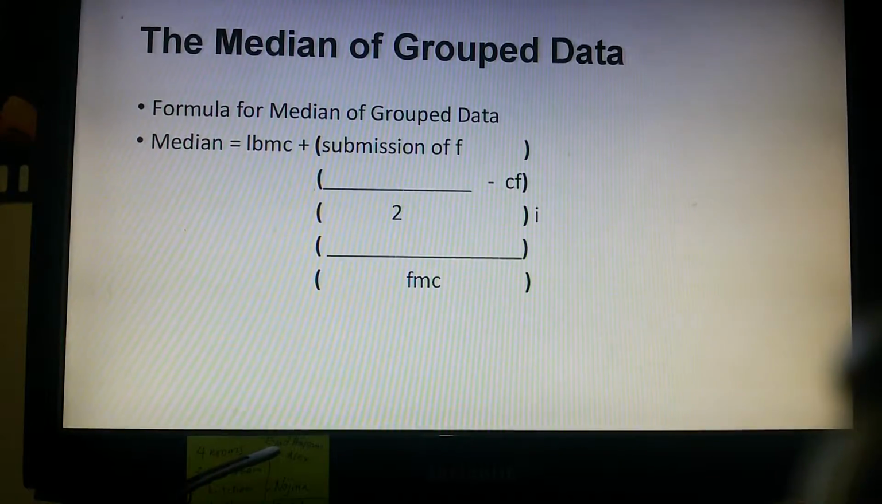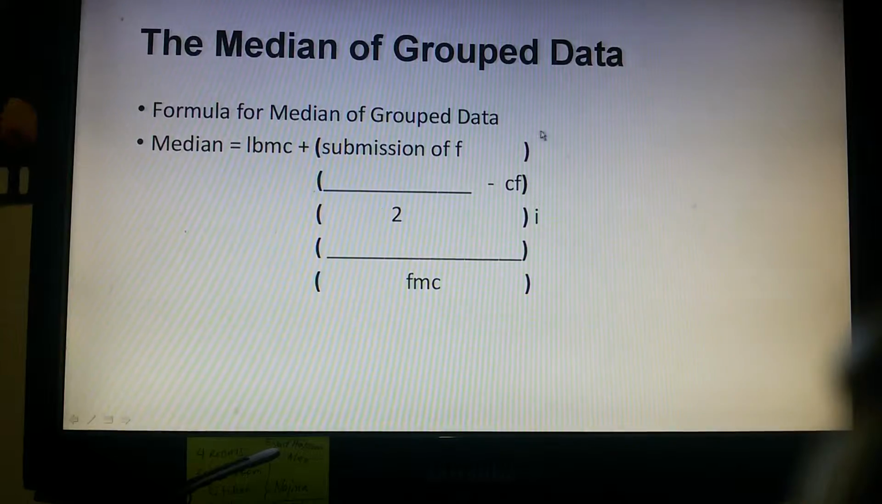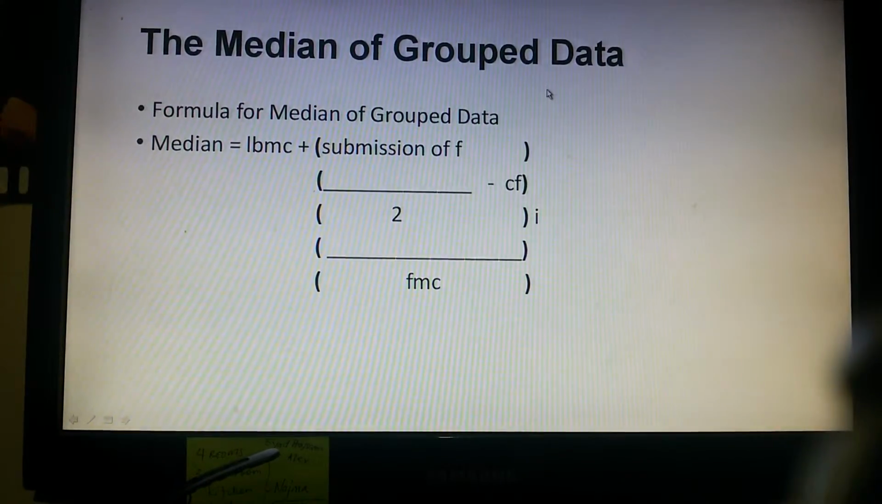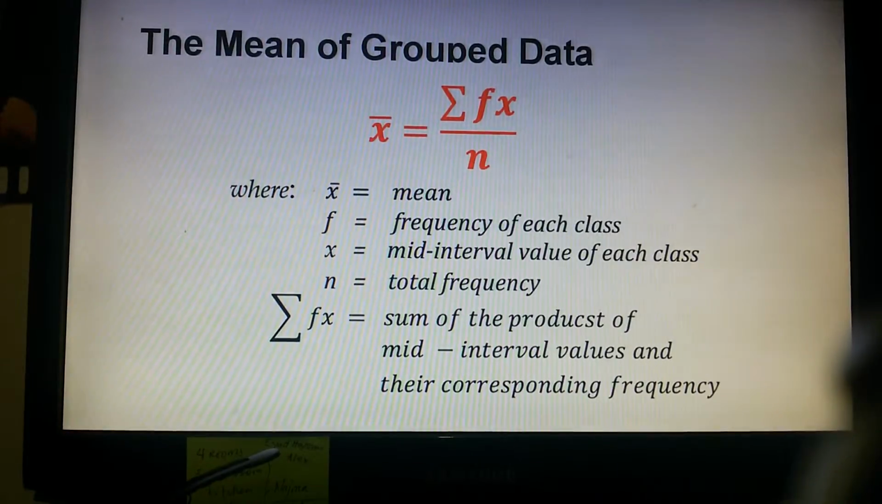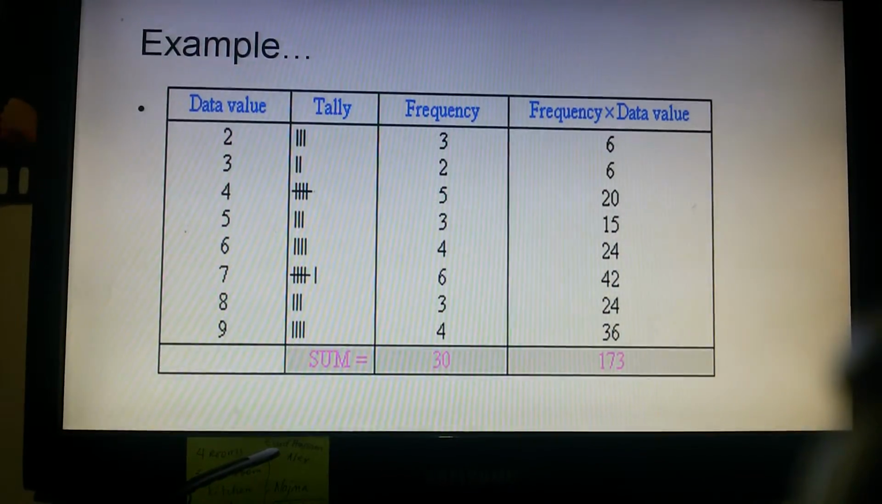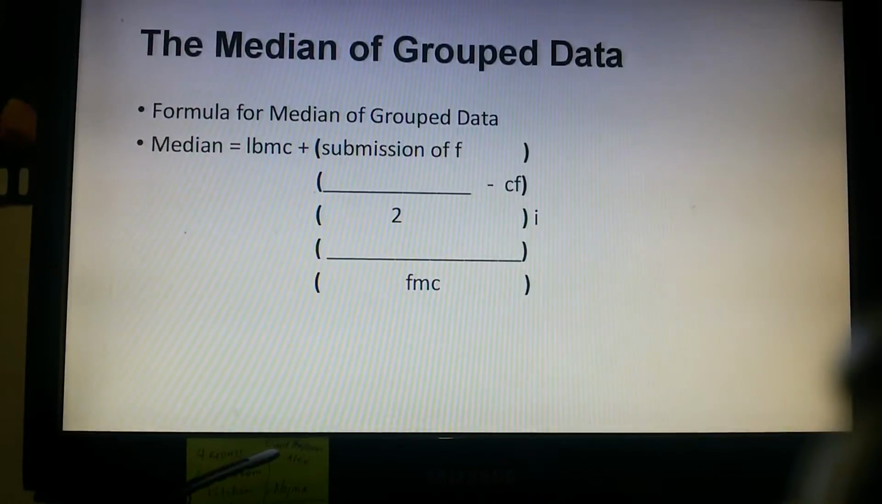Next, we have the median of grouped data. Formula for median of grouped data: median is equal to the lower boundary of the median class plus summation of f over 2 minus cf over frequency of the median class, multiplied by interval. So this is the formula on how to get the median of grouped data. Of course we have grouped, so these are for the ones with charts. So it's not just a given score, you need a chart. That's why it's called grouped.